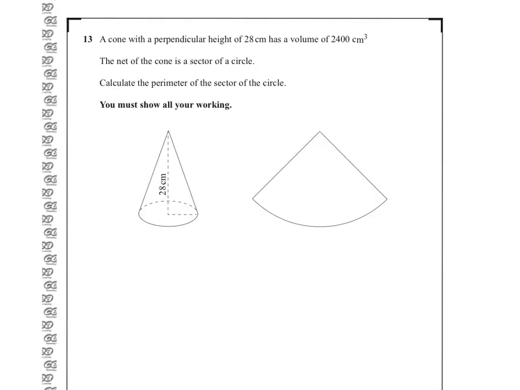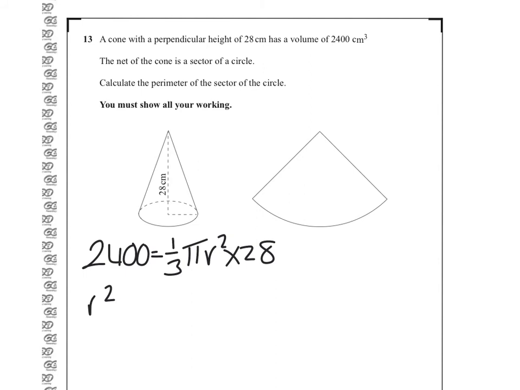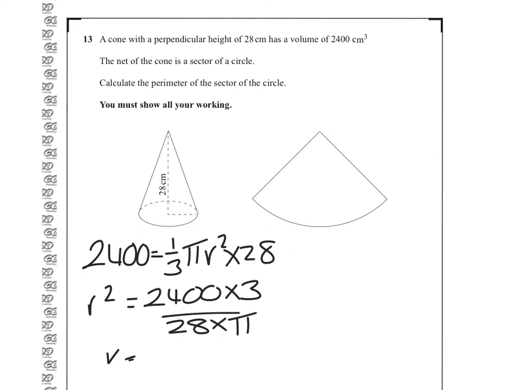The volume of a cone is 1/3 pi r squared times h. That means that r squared would be 2,400 times 3 divided by 28 times pi, and r would be the square root of this value, which when we put into our calculator we get 9.047.